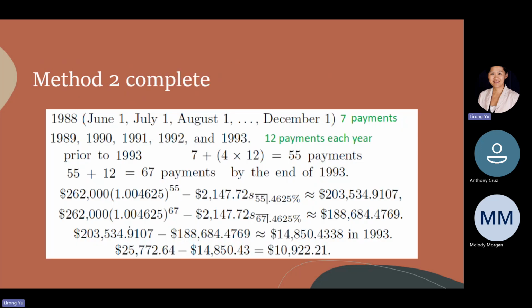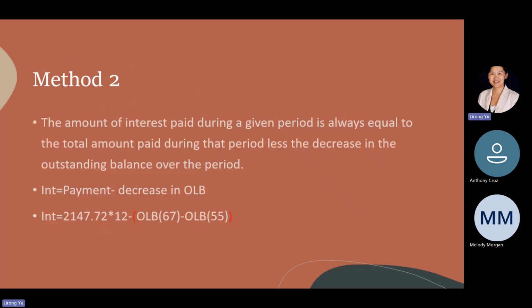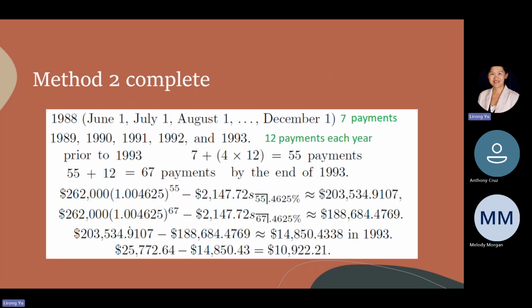Now, in 1988, there are 7 payments, and then up to 1993, including 1993, there are 12 payments per year. So altogether it is 60. So 60 plus 7, that's 67. But not including 1993, that will be 4 years. 4 times 12 plus 7 is 55 payments. So we get those outstanding balances there. Outstanding balance of 67, outstanding loan balance of 55. 67, 55. Just focus on those calculations.